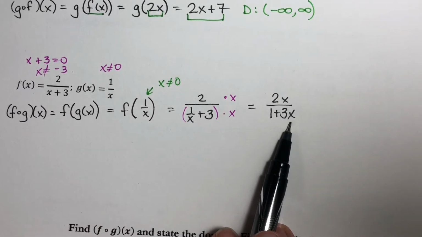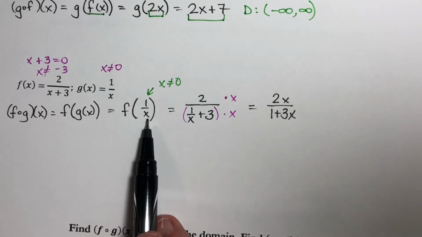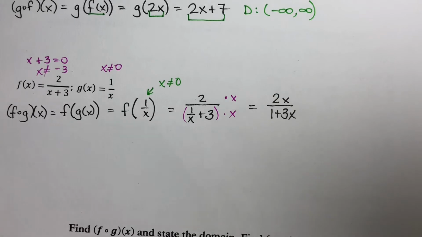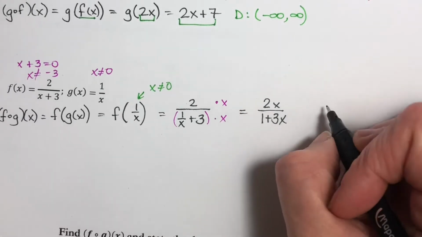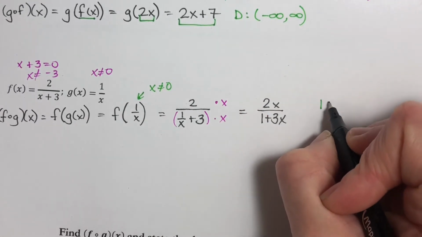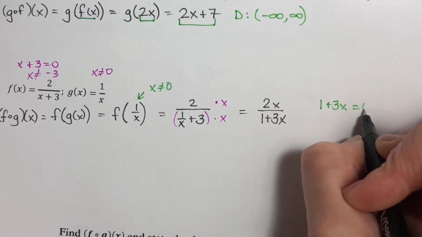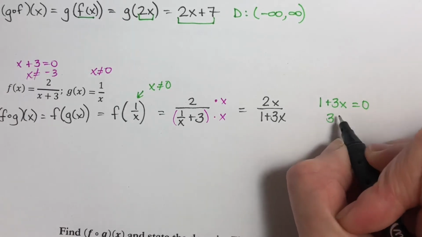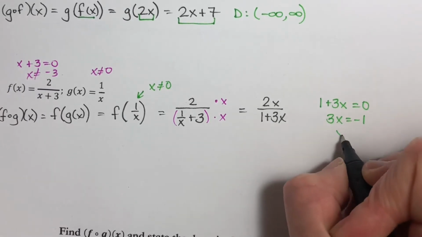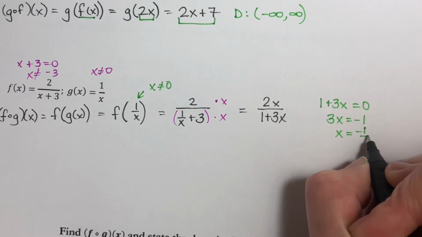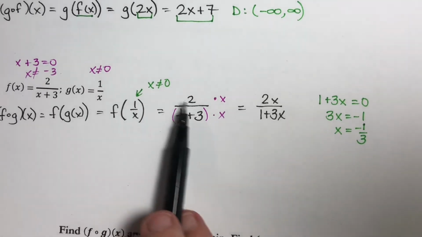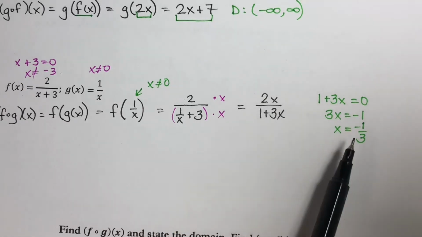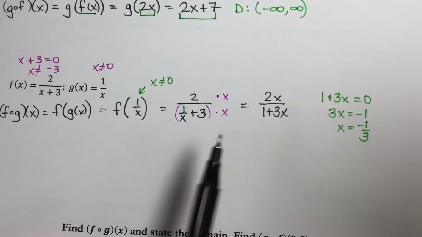Now we were asked to find the domain as well. I look at the part I plug in, where I have a problem at 0, and then I have to look at my overall answer as well. Since I have 1 plus 3x in the denominator, I need to figure out where this equals 0, because that's not going to be part of my domain either. So 3x equals negative 1, x is equal to negative 1/3. So for this f of g of x, my domain cannot include 0 and it cannot include negative 1/3.